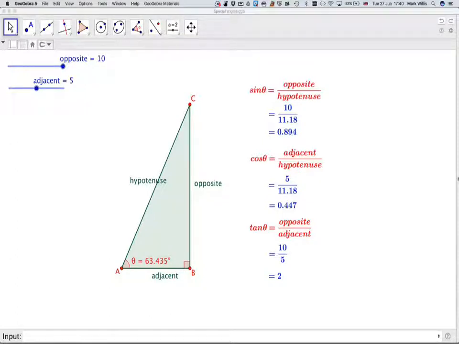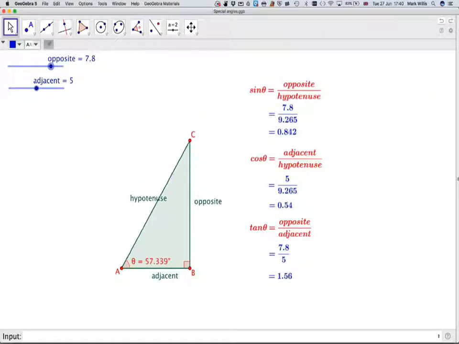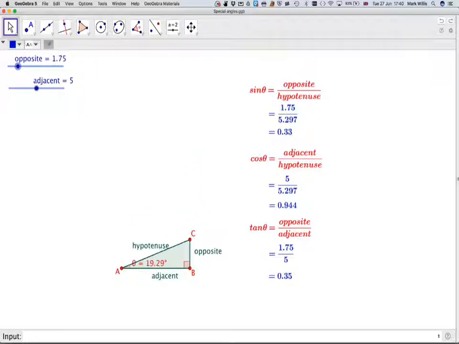Now, if we make the angle near to 0, I can do that by reducing the size of the opposite side. Okay, so we'll do that, we'll bring it right down to here. Now you need to look at what happens to sine and what happens to cos.